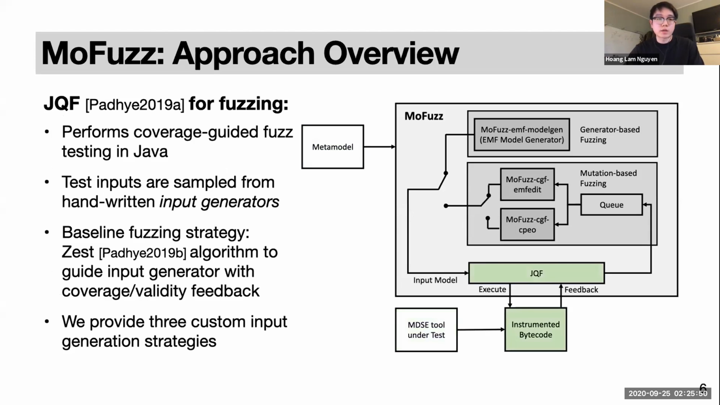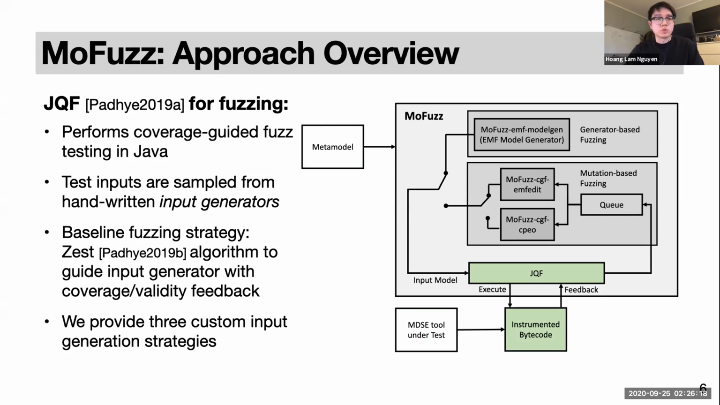As our fuzzing backend, we rely on JQF, which performs coverage-guided fuzz testing in Java. JQF performs a continuous fuzzing loop where test inputs are sampled from handwritten input generators. One of the fuzzing strategies that is implemented in JQF is ZEST, which is an algorithm that is able to automatically guide input generators by leveraging coverage as well as validity feedback.